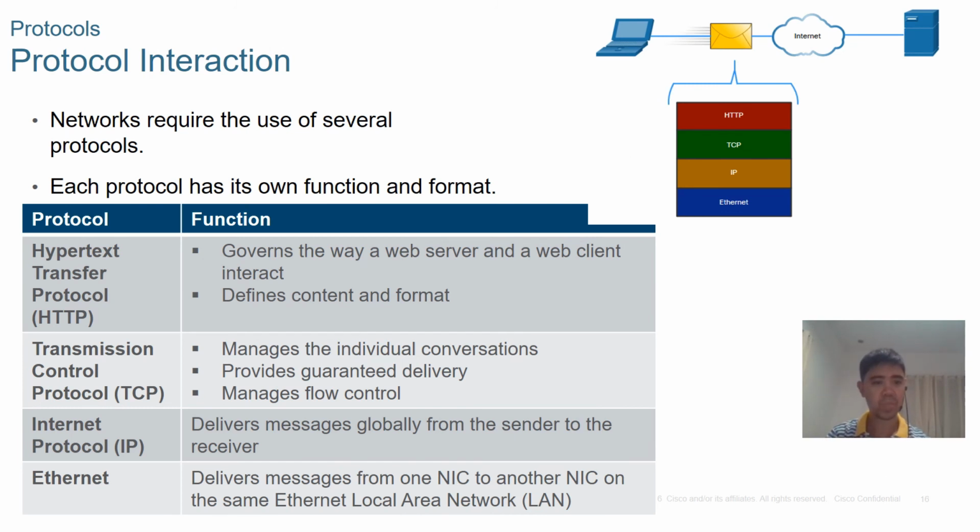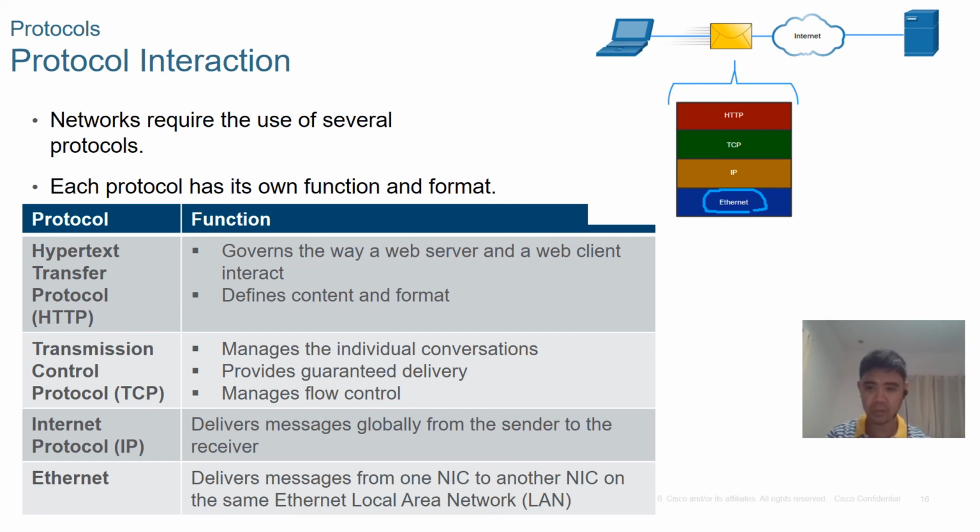Protocols interact with each other. So I have here an example topology. Say this laptop will connect to the internet going to this server. In order for this data to be delivered to the server, protocols work with each other. There's a protocol for Ethernet, as it falls on the LAN card part on the computer, and then going to the IP address.